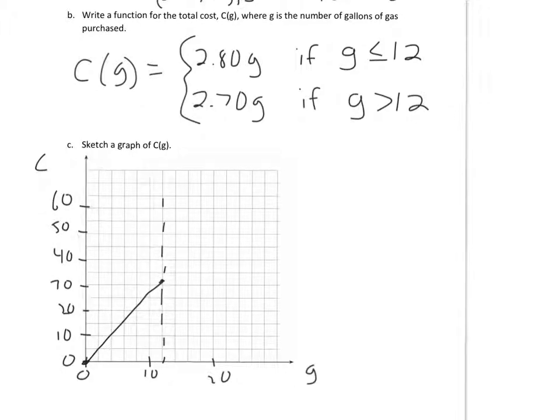Now for the other side, when the number of gallons would be 12, 270 times 12 is 3240, so it would be just a tad bit under that one. And it would go up from there. For example, when it's 20 gallons, it'd be $54. So about up here. So it's going to look something like this.